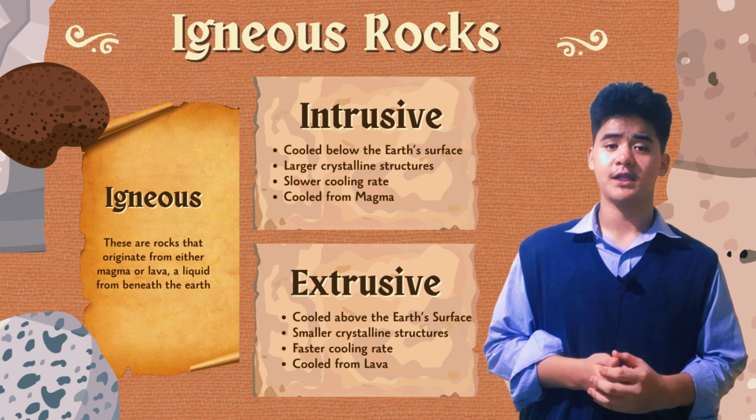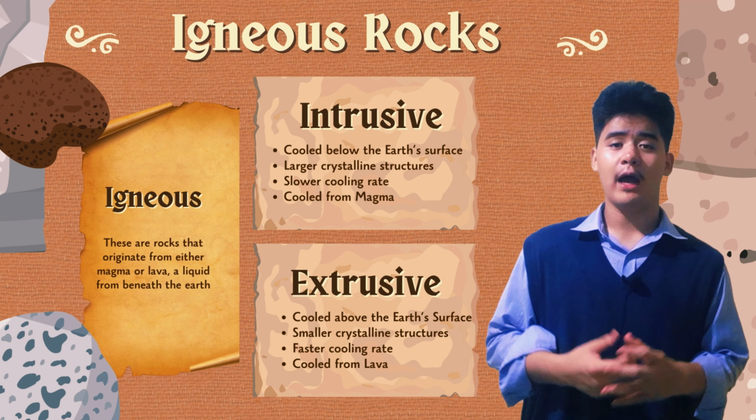Deep beneath the Earth's surface, there's a fiery liquid called magma, and when this magma rises and cools, we get igneous rocks. Igneous rocks can be categorized into 2 types: extrusive and intrusive, depending on where it has cooled.